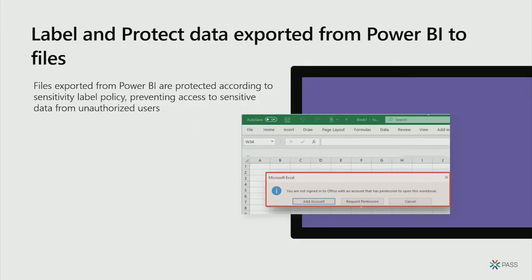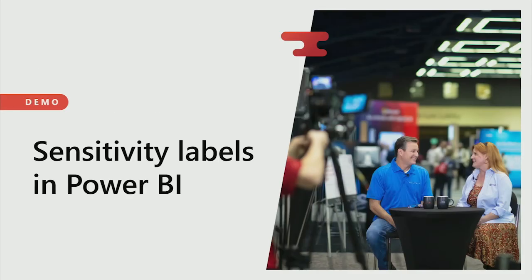The label attached to the file will make sure the security policy is enforced by the Office application when opening the file. If the user doesn't have permission to the file, Excel will deny access to it. You also get default labels and default restrictions. They're already available if you have an Office 365 subscription in the organization. We'll talk about licenses in a bit. So now let's see a demo and see how it works in real time.